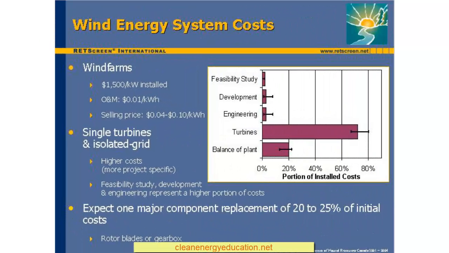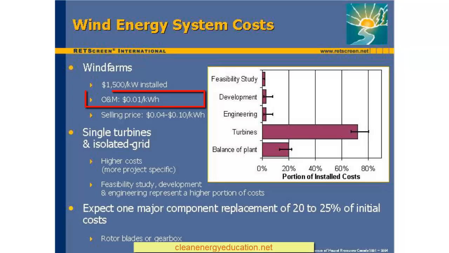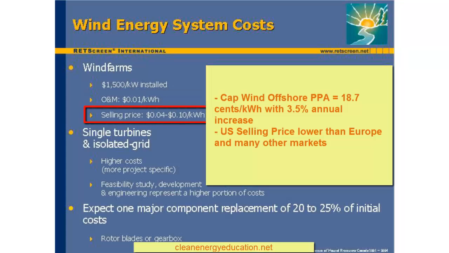Wind energy system costs. Wind turbines that are installed in a wind farm tend to have an installed cost of around $1,500 per kilowatt. In addition to this upfront expenditure, operation and maintenance costs average around 1 cent per kilowatt hour of electricity generated. For comparison, the selling price of electricity from the turbines may be in the 4 to 10 cent per kilowatt hour range.